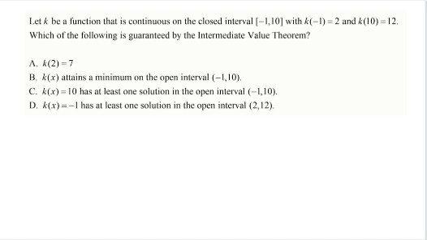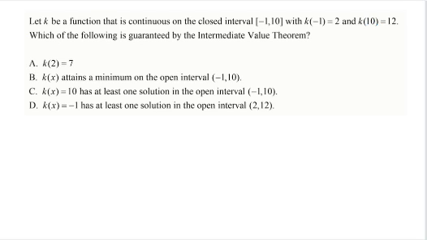All right, let's look at this next problem. Let f be a function that is continuous on the closed interval. k of negative 1 equals 2, and k of 10 equals 12. Which of the following is guaranteed by the intermediate value theorem?